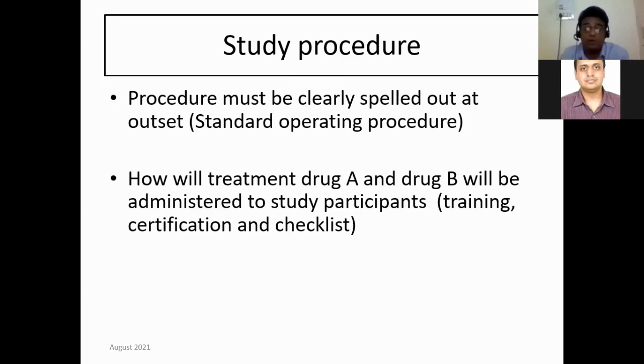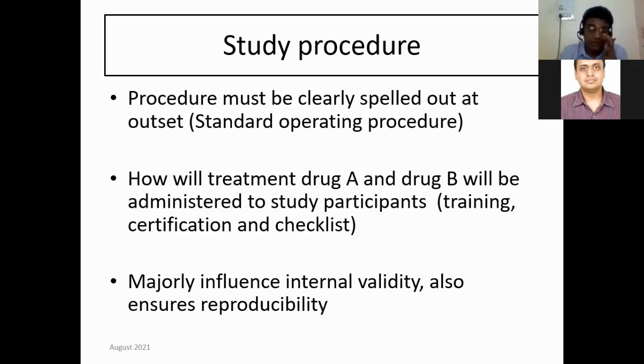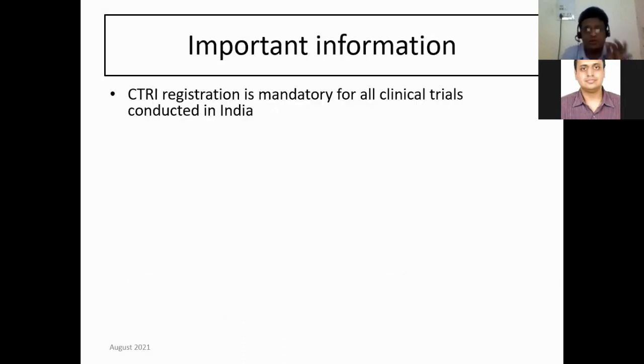So it's very important to very clearly spell out how you're going to do it, because this is going to majorly influence the internal validity of the study. As I told you, the inclusion criteria are going to determine your external validity. Your methodology, robust methodology, is going to influence your internal validity. So it's very, very important to understand that you follow a very strict procedure.